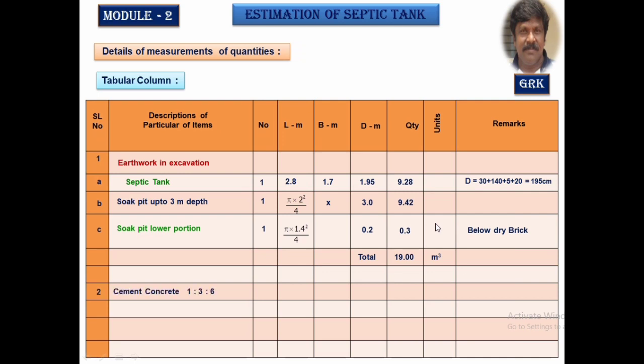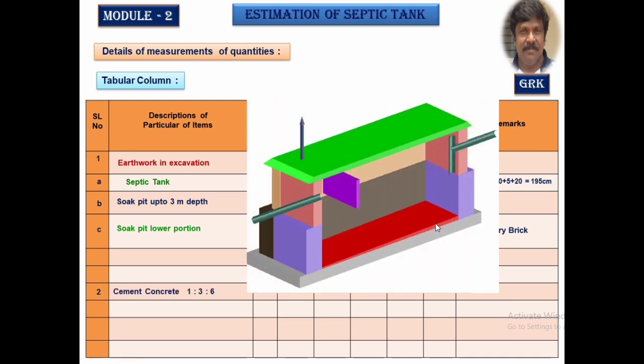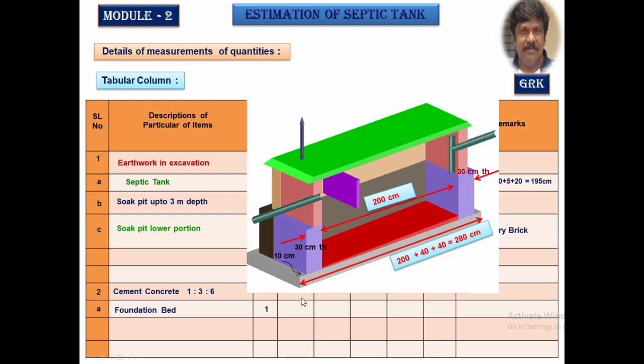Next, we will go with the concrete. You have already seen the concrete portion. The length is the same as that of the earthwork, no change in that calculation. It is 2.8 meter. You just see the figure, you can easily understand it. Outer to outer it is 2.8, 10 plus 30 plus 200 plus 30 plus 10. The breadth is 1.7 meter as it was calculated earlier. Double arrow mark is shown, that means it continues to the other end. Thickness of the concrete bed is 0.2 meter.